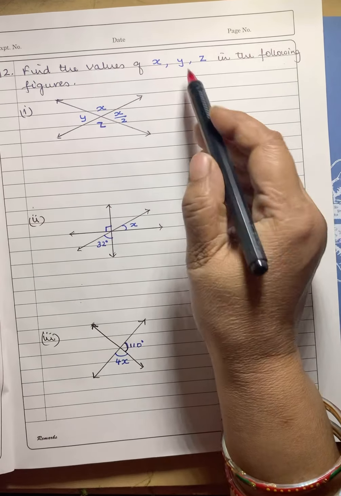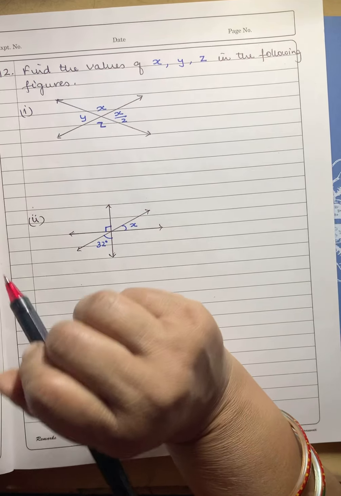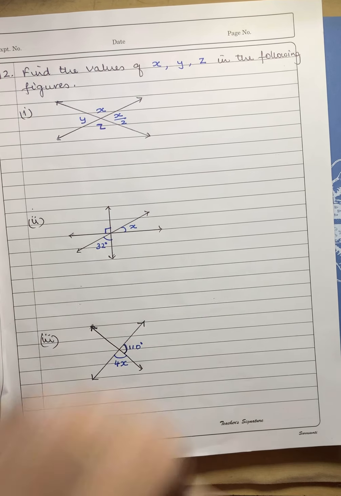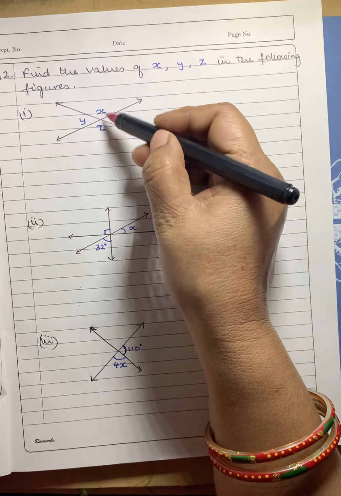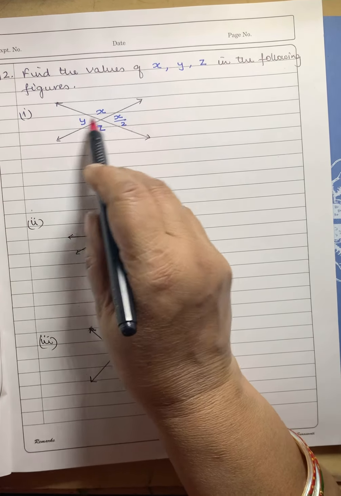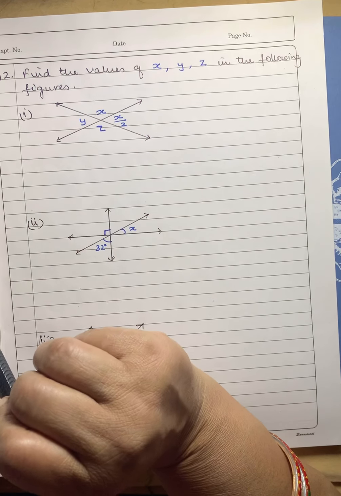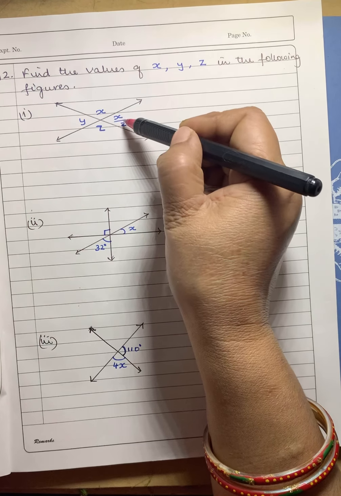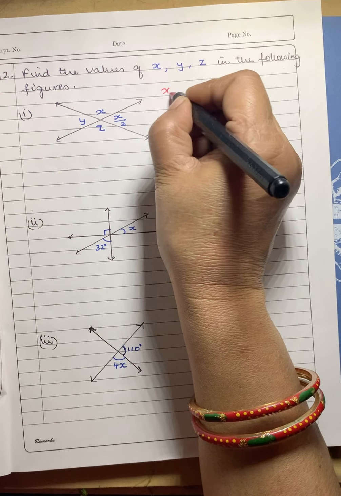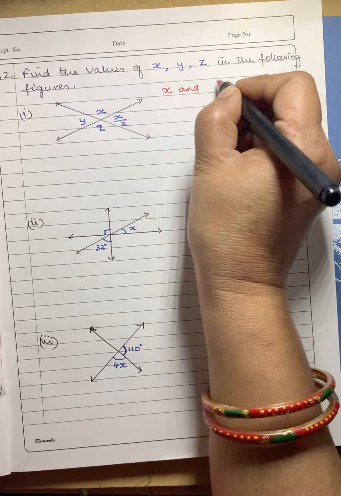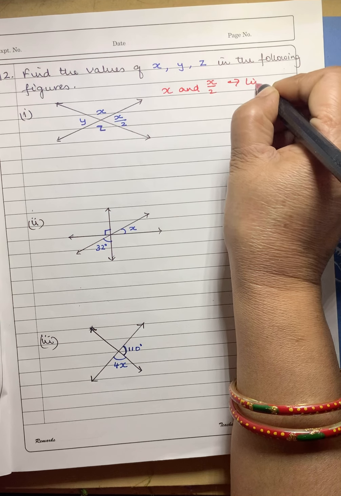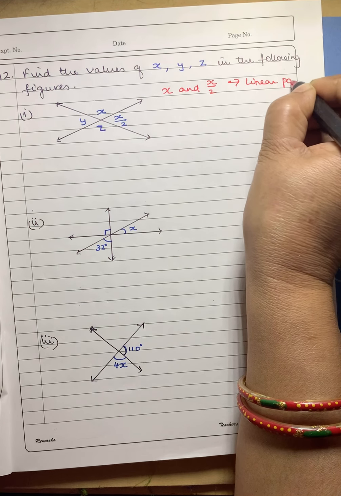Find the values of x, y and z in the following. Now you need to see what the relationships are. They are vertically opposite angles, but both x and z are not known. Vertically opposite angles, both x and y are not known. But x and x upon 2 are a linear pair.